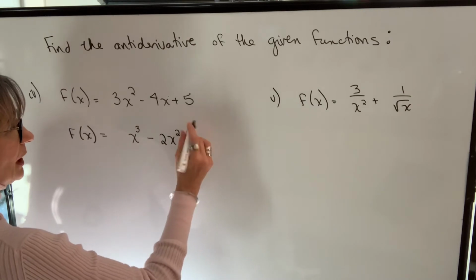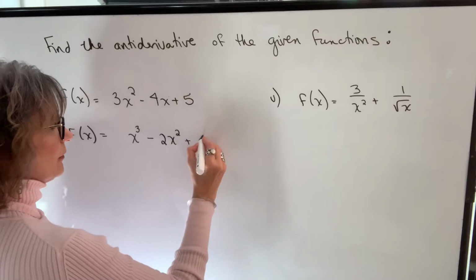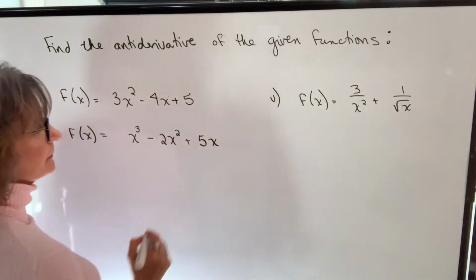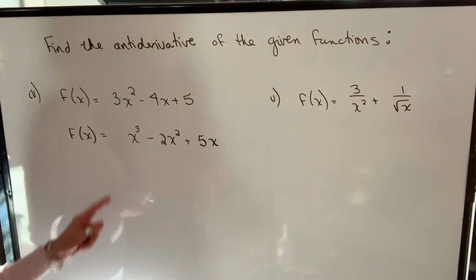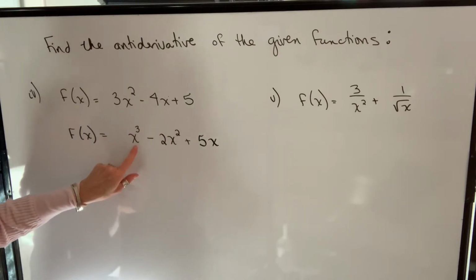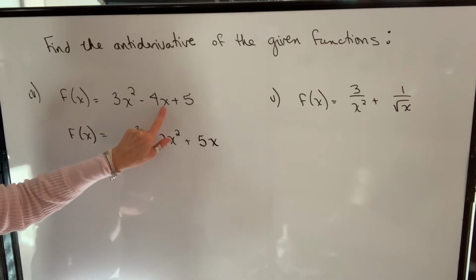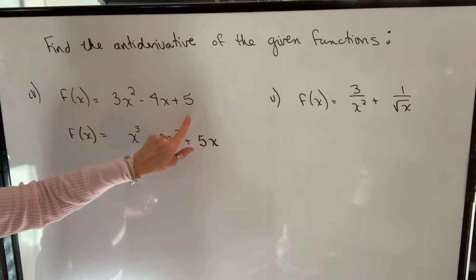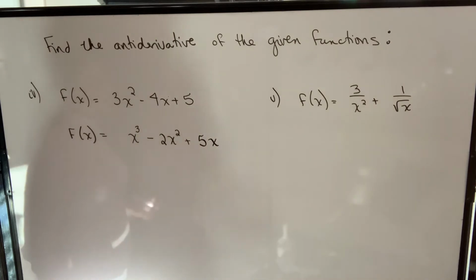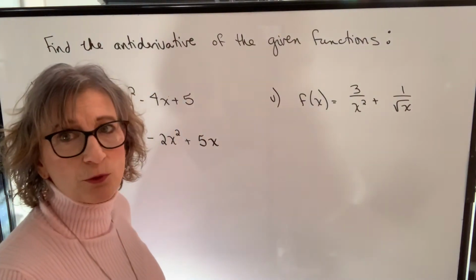The last term, I'm looking for the function whose derivative is 5. It would be 5 times x. So that would be the antiderivative of this function, and we can do a quick check. The derivative of x cubed is 3x squared, minus the derivative of 2x squared is 4x, plus the derivative of 5x is 5.